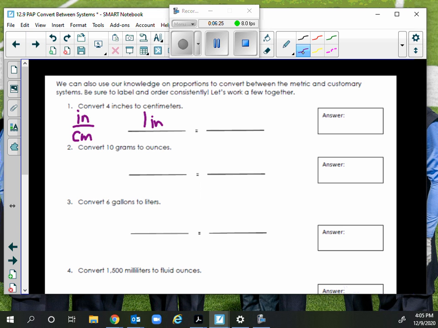So on my first fraction, I'm going to write 1 inch on the top. And I'm going to put 2.54 centimeters on the bottom. Okay, that's a fancy way of saying 1 over 1. Okay, it's representing the same amount.